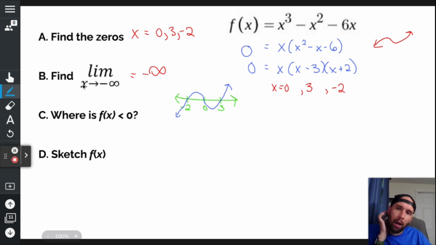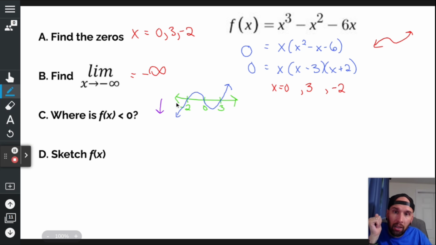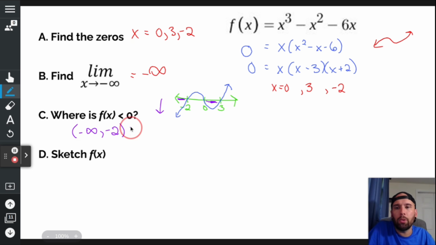I now care about where f of x is negative. Well, whenever it's below my x-axis. So it's negative here, and it's negative here. So where is f of x negative? From -infinity to -2, union, between 0 and 3. Again, don't include those endpoints, because those are 0, which is neither positive nor negative.